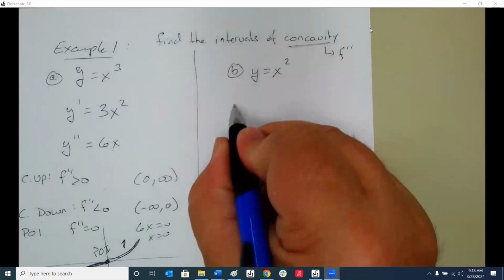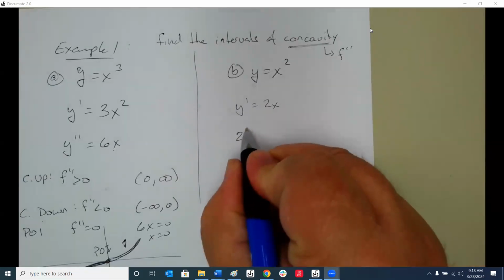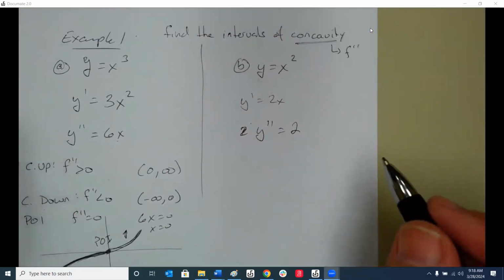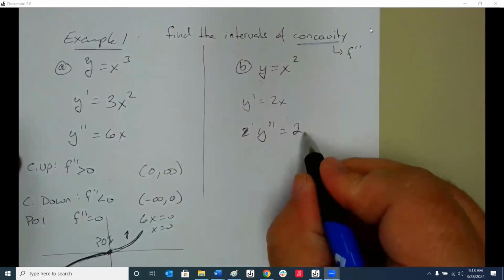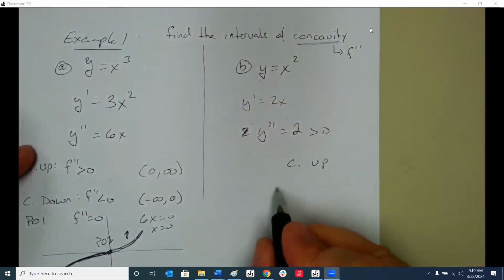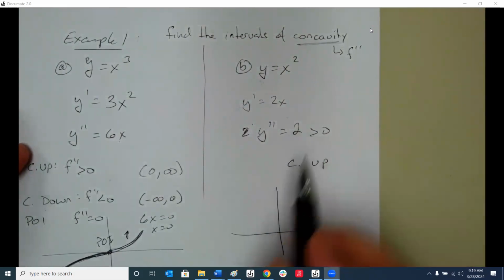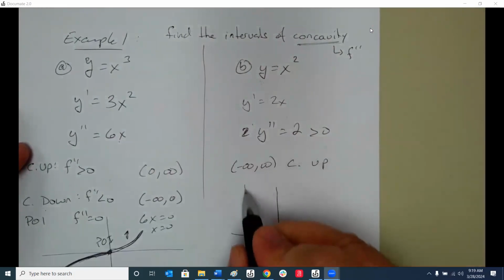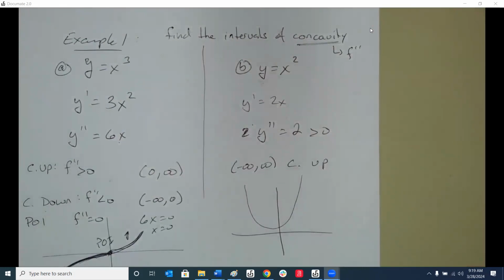For the second one, the first derivative is 2x, and the second derivative is 2. It's a constant. Is it concave up or concave down? Is 2 positive or negative? So it's concave up. Since it's a constant, it's concave up on the entire domain. That's what it looks like. There is no point of inflection, so it doesn't change. It's not negative, it's always positive, so it's always concave up.